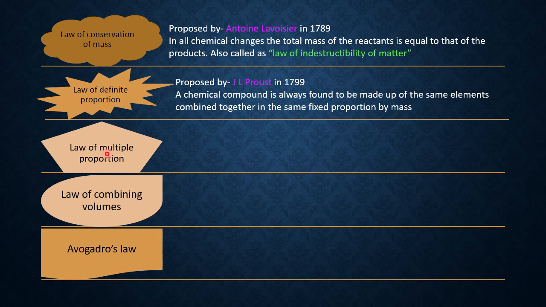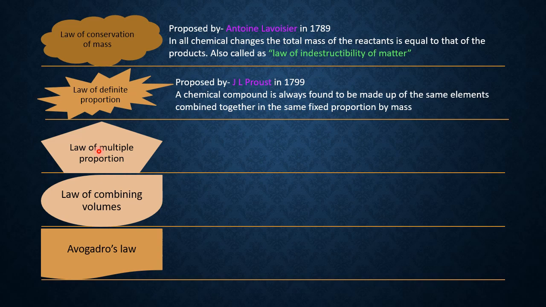So this law says that when two or more elements combine to form more than one type of compound or molecule, the ratio of the masses of one element, where the mass of the other is fixed, they bear a simple ratio.